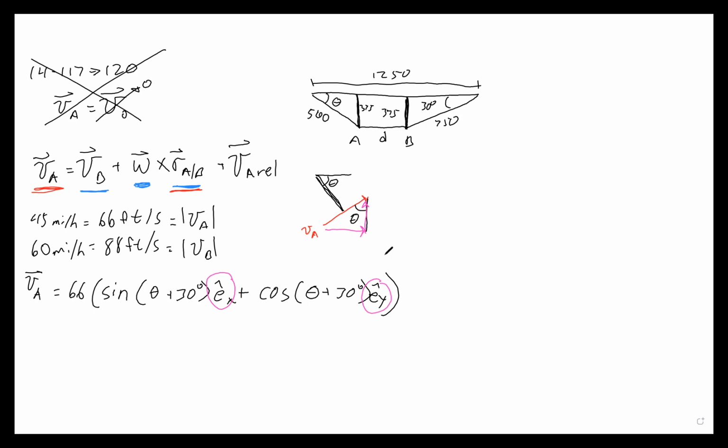So yes, it would be true that the velocity of A is actually equal to, and I'll write it out, 66 times sine, whatever theta is, and that would be the i hat, plus cosine, whatever theta is, and that would be j hat. But when we do the calculation of the other terms, we're going to have e hat x and e hat y values. So what we're doing is a conversion. Well, how is this conversion working?